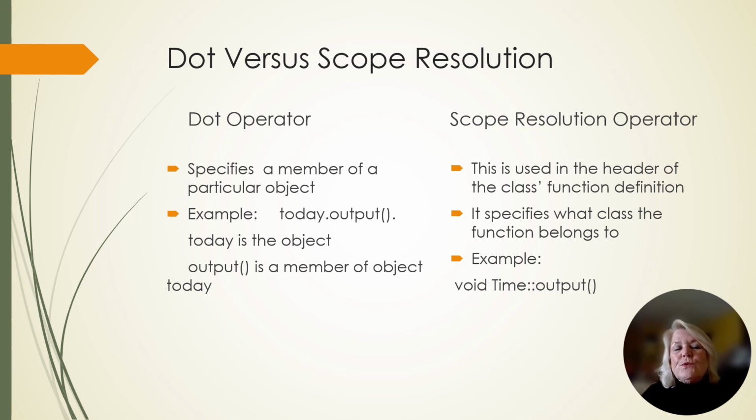So when you define a function outside of the class, you need to give the name of the class. So this is what a typical header would look like at the beginning of your definition. So it doesn't return anything. This is the name of the class that the function is from. That's the scope resolution operator, and then the member function is output.